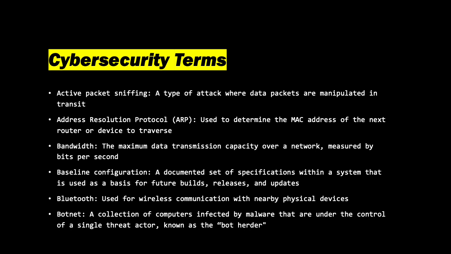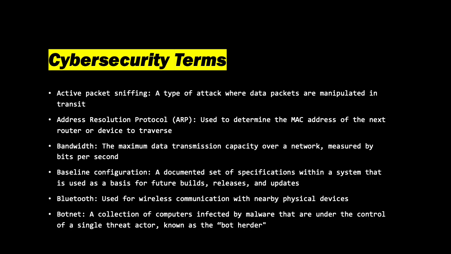Next one is called ARP, or Address Resolution Protocol. What is Address Resolution Protocol? ARP is used to determine the MAC address of the next router or device to traverse. As connections are made within networks, there's something called a MAC address. A MAC address, or machine access control, is, simply put, a unique ID given to your machine. That doesn't change. It is a fixed ID for your machine.